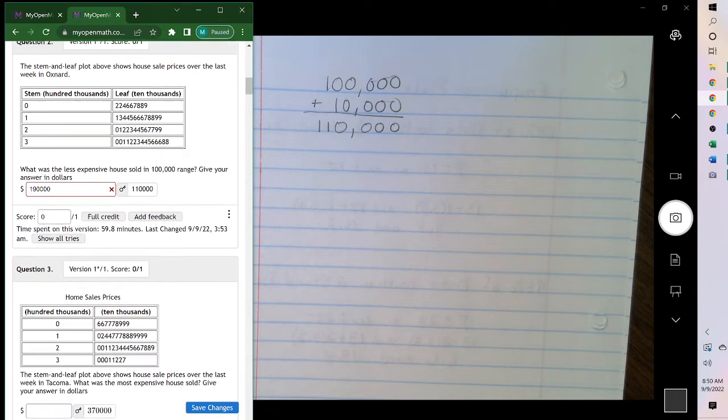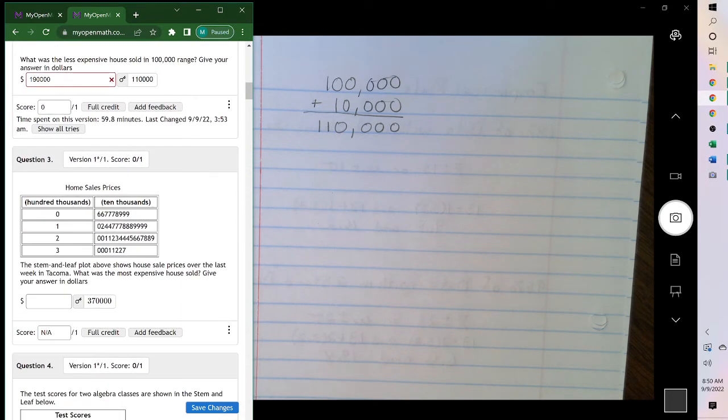Let's look at the next one. This is the same houses. They're just asking different questions. So these are in 100,000s, and these are in tens of thousands. The stem and leaf plot above shows house sale prices over the last week in Tacoma. What was the most expensive house sold?